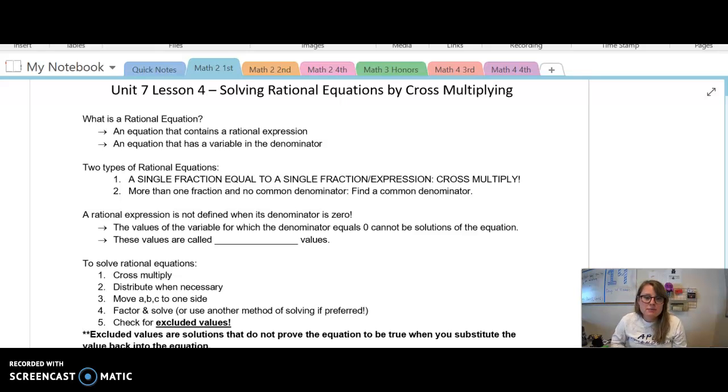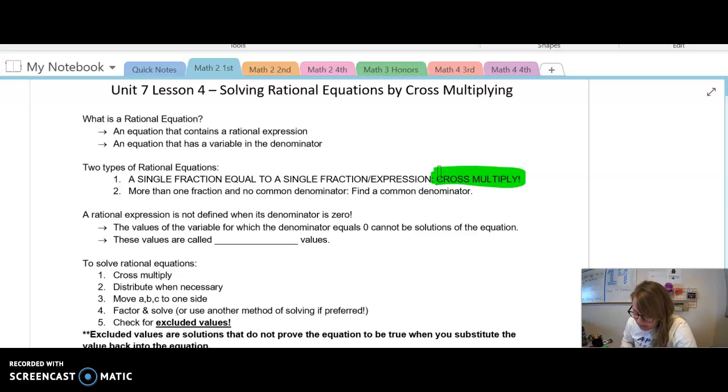Okay, so there are two types of rational equations. The first is a single fraction equal to a single fraction or expression, and when we have that, we are going to cross multiply. That's what we're going to be talking about today. The other type is more than one fraction and no common denominator, so we'll have to find a common denominator. We'll be talking about that tomorrow.